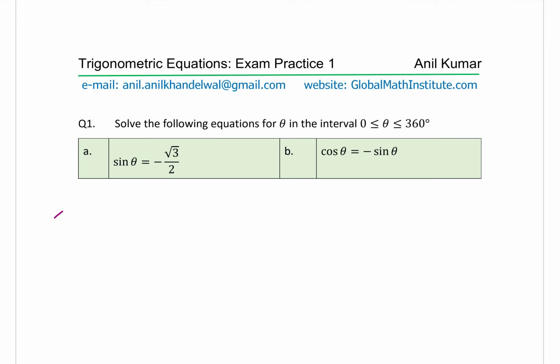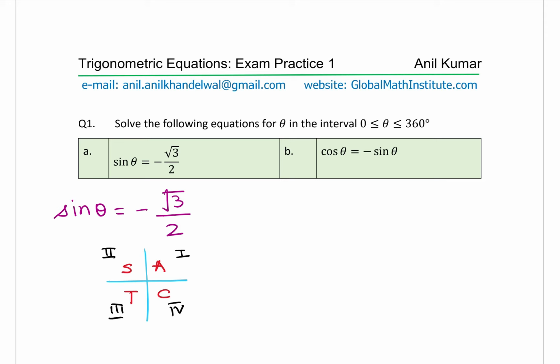So the first one here is sine theta equals minus square root 3 over 2. Now, first thing to review is the CAST rule. As you know, all are positive in quadrant 1, but when we say CAST rule, we start writing from quadrant 4, C, right? ASTC. But strictly speaking, remember that quadrant 1 is right there. This is quadrant 2. This is quadrant 3. And that is quadrant 4 actually. So all are positive in quadrant 1, sine in 2, tan in 3, and cosine in 4.